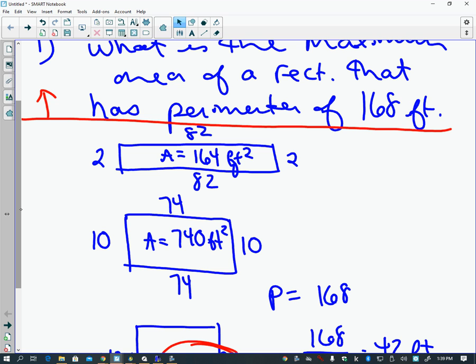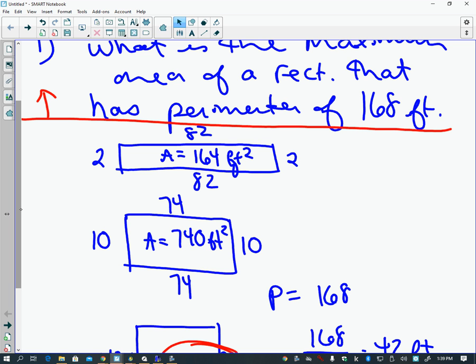168, what's that one? Yeah, okay. So we could create all kinds of different rectangles that have a perimeter of 168 feet, right? So I showed them, for instance, what if we had a width that was only 2 feet? What would the length have to be to create a rectangle that's 168 feet? Well, we would subtract 4 from 168, right?